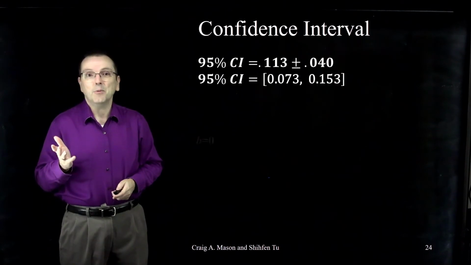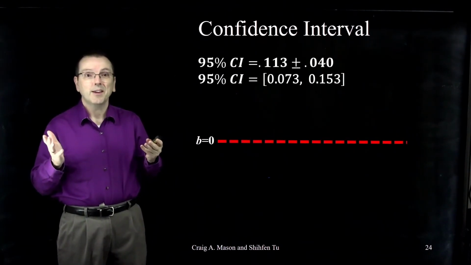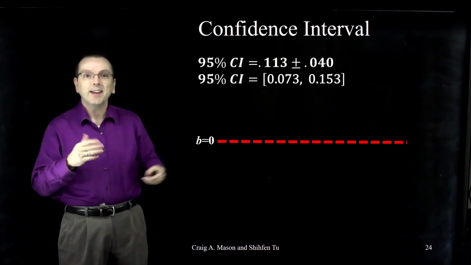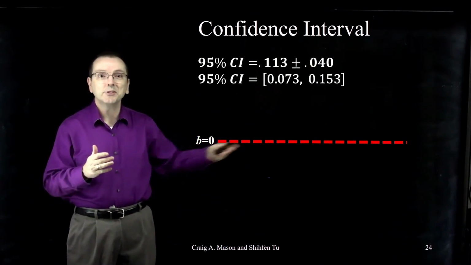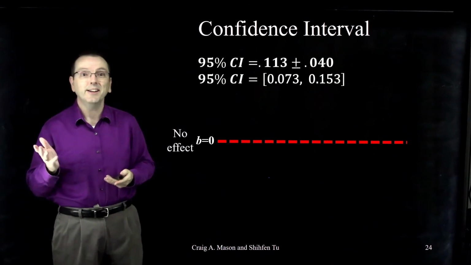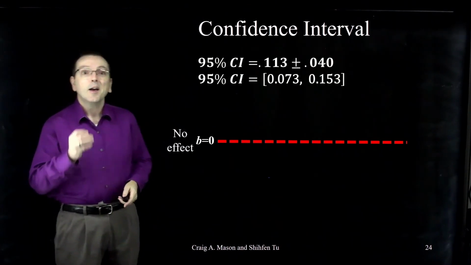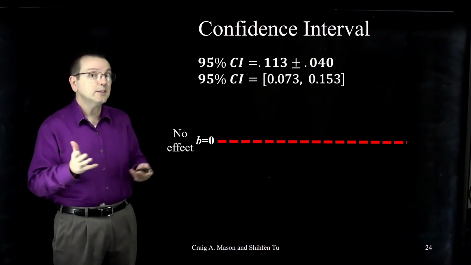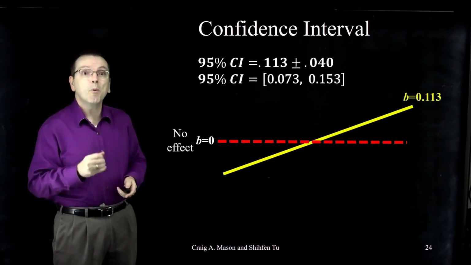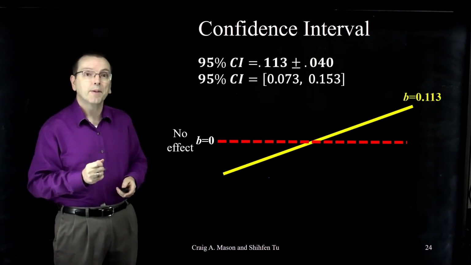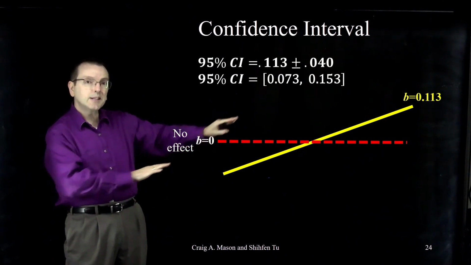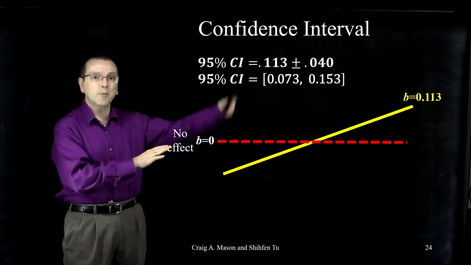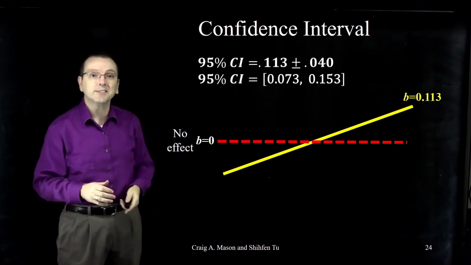Well, it would be 0. It would be a flat line, right? It doesn't matter what the level of mother's education is, there's no effect. But our regression coefficient, our estimate of the effect, was not 0. It was 0.113. We think there's a positive association. More mother's education is associated with higher grades for her kids.